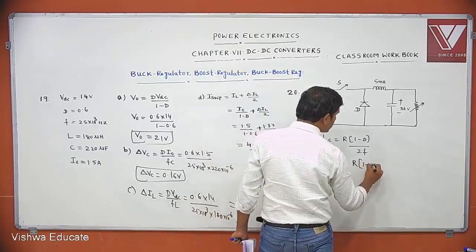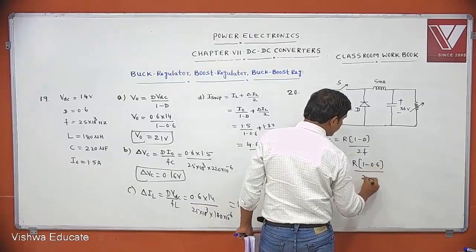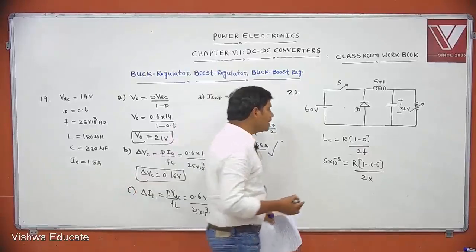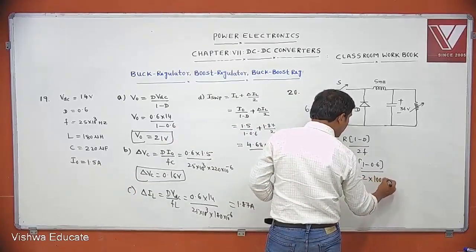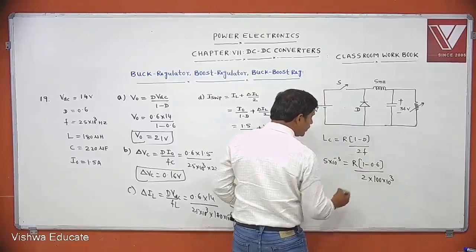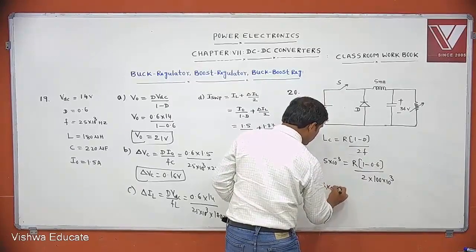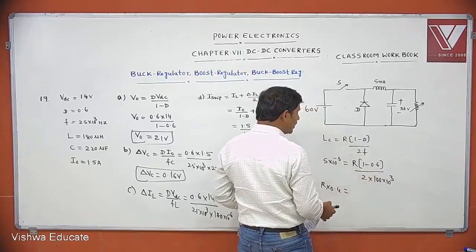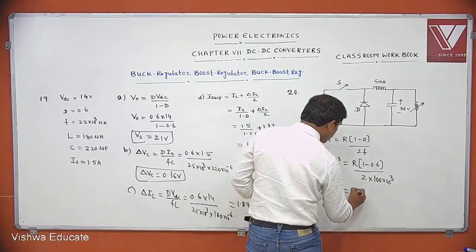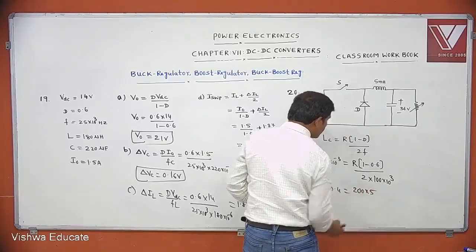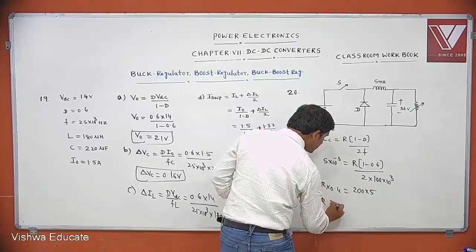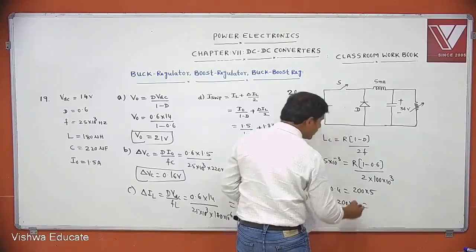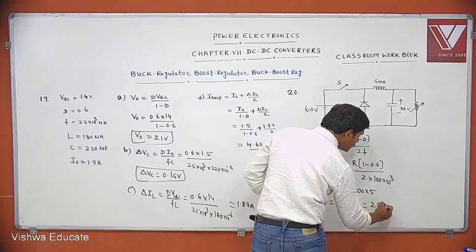R into (1 minus duty cycle), with duty cycle 0.6, divided by 2 into the frequency. The operating frequency is 100 kHz, that is 100 into 10 cube. Then R into 0.4 equals 5 into 10 power minus 3 over 2 into 10 cube. The 10 cubes cancel, then 200 into 5. Then the resistance equals 200 into 5 by 0.4. How much do you get? 2500 ohms.